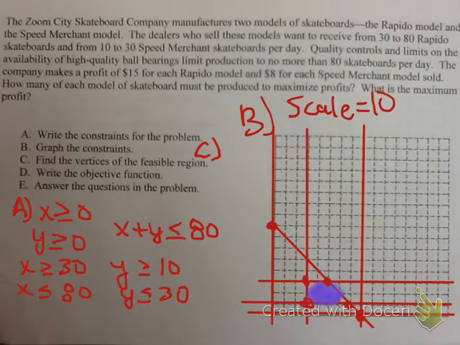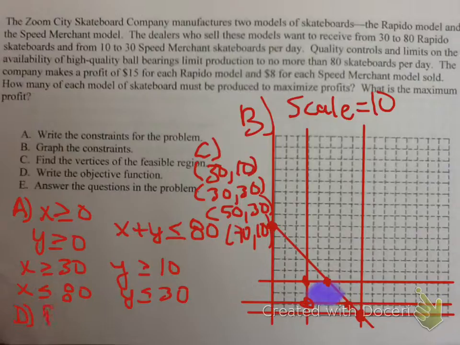30-30. 30-30 is one. 30-10 is another. 70-10. And what about this one? And 50-30. There you go. So 30-10, 30-30, 50-30, and 70-10.